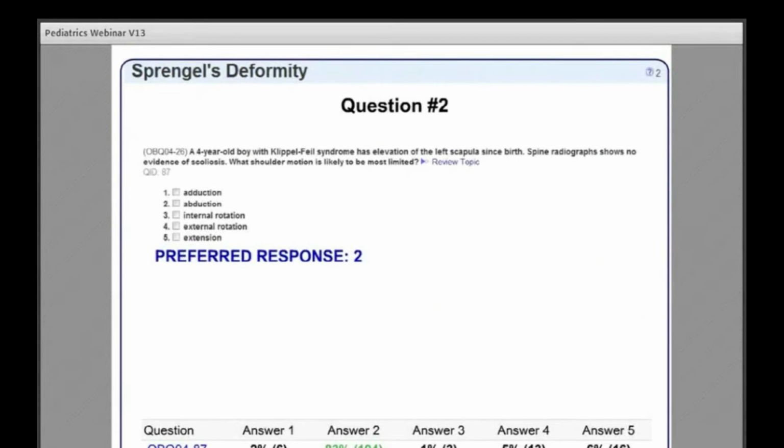Back to the question: a 4-year-old boy with Klippel-Feil syndrome has elevation of the left scapula since birth. Spine radiographs show no evidence of scoliosis. What shoulder motion is most likely to be limited? You guys did fantastic on this question, where 83% of you picked the correct answer, which is abduction, answer number 2.